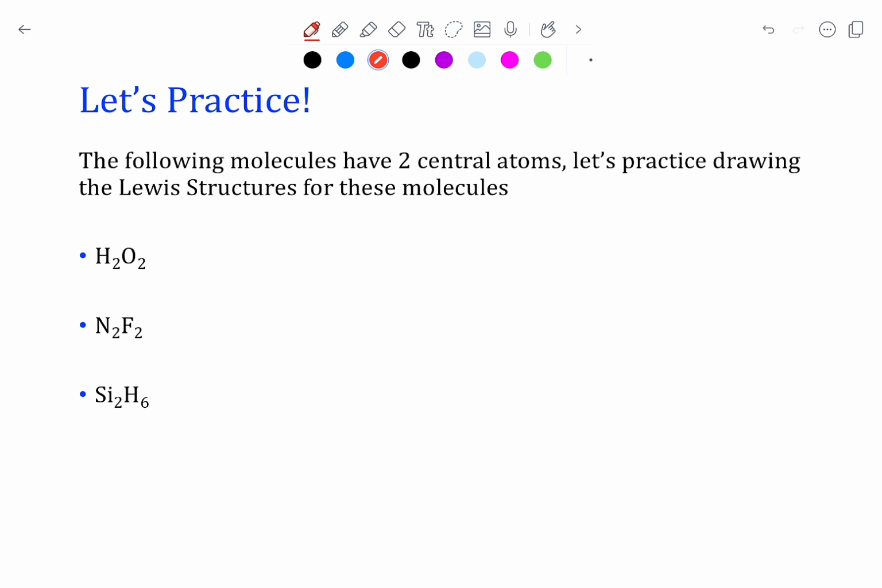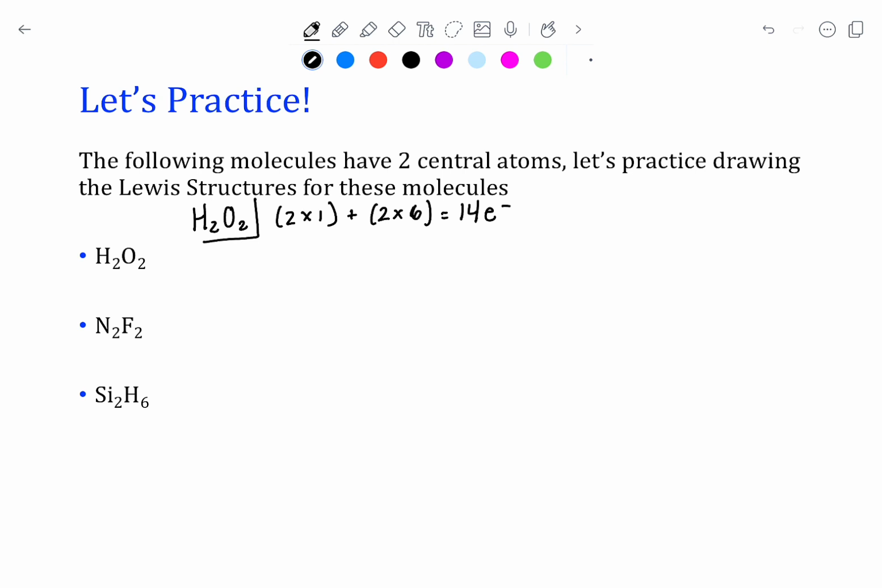So let's start off with H2O2, our first example. Remember, hydrogen cannot be our central atom, so oxygen is going to be central. So for H2O2, we're going to count up our valence electrons. I have 2 hydrogens, which each contribute 1. I'm going to add to that my 2 oxygens that each contribute 6. So I have a total of 14 electrons in H2O2.